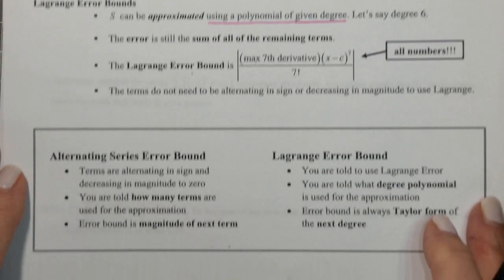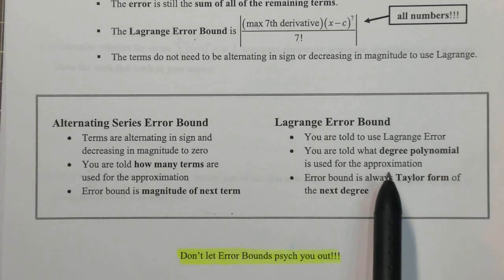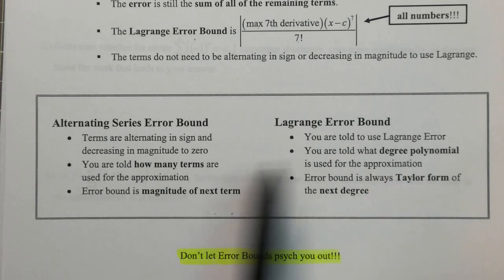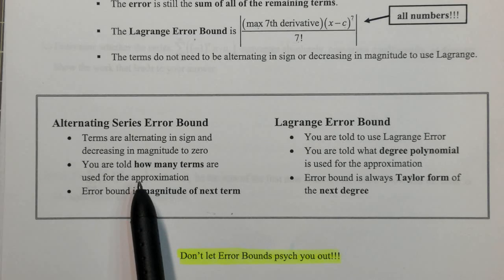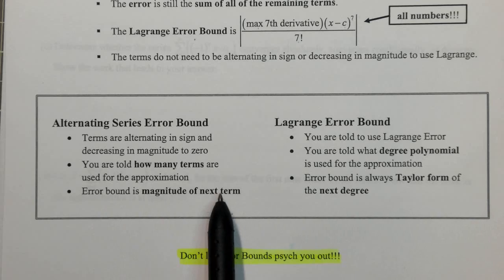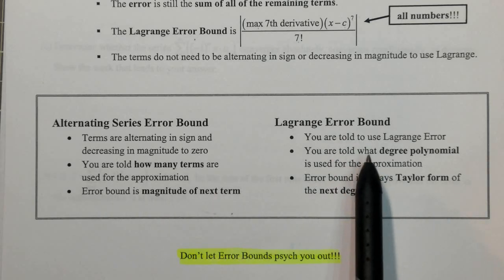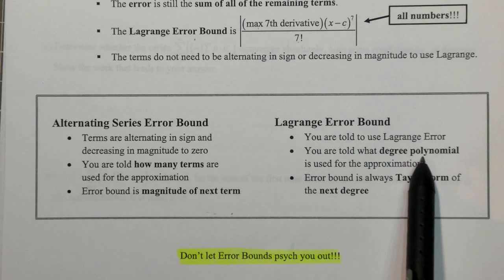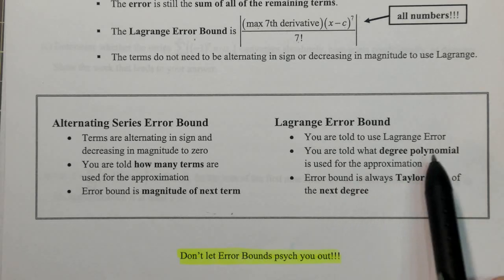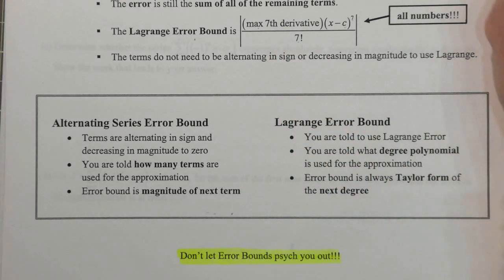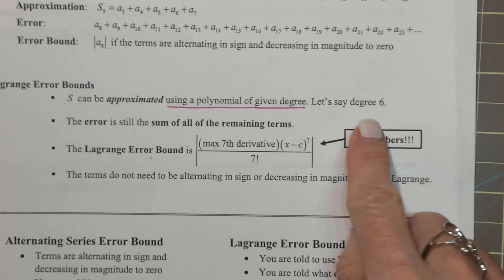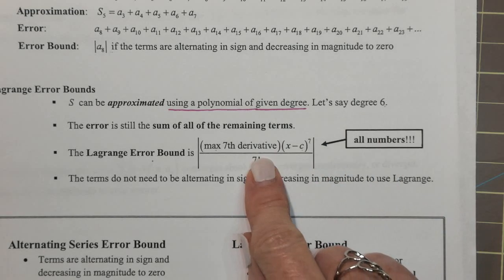Alrighty. Use Lagrange error when you're told to use Lagrange error. For alternating series error, you may not be told to use alternating series error. You may have to know to use it. You will be told how many terms there are. The error is the magnitude of the next term. For Lagrange, you're told what degree to use. Error is always the next degreed term. So if they tell you degree 6, you use degree 7.